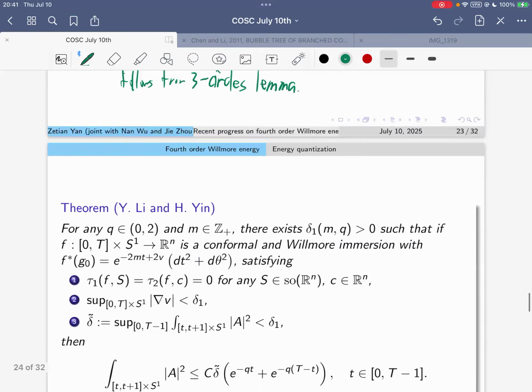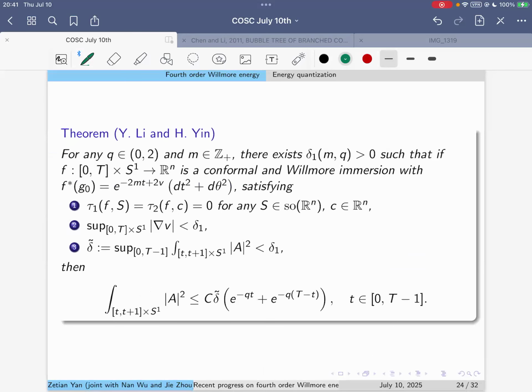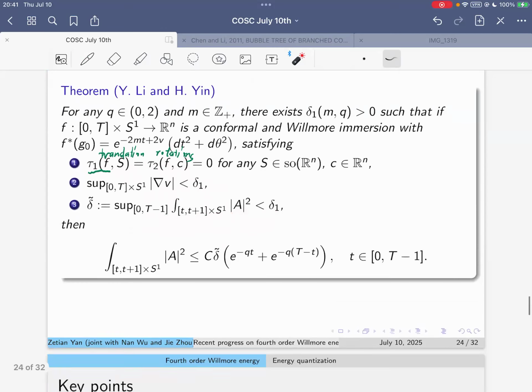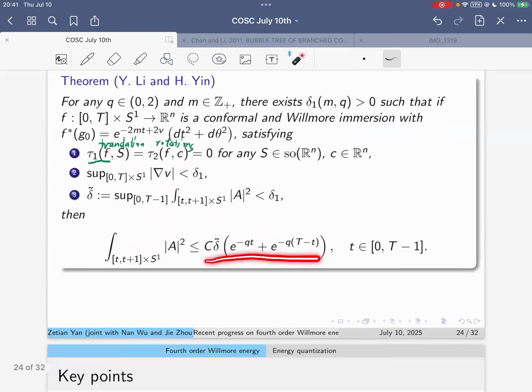So in Yuxiang Li and Haoyin's work, here the assumption is that we have a sequence of conformal Willmore immersions, okay? If you have 2 conservation laws, this guy from translation, the second guy from rotations. So we have 2 conservation laws. We have the uniform gradient bound, and we do not have the concentration of energy, such that we have the exponential decay.